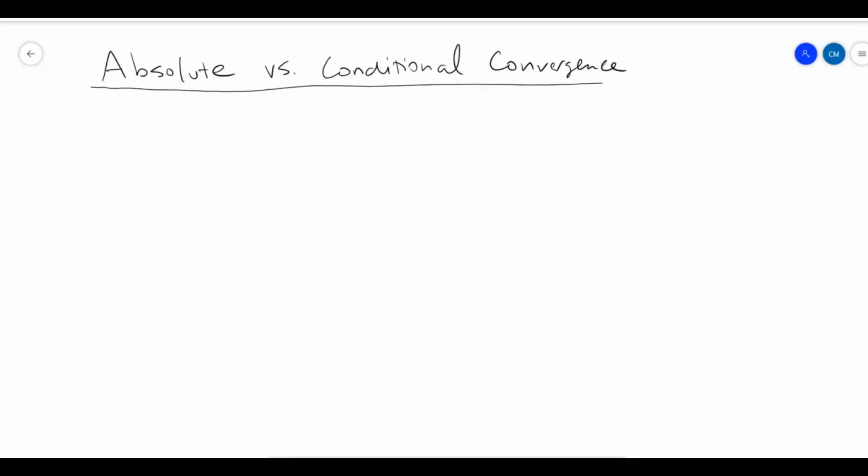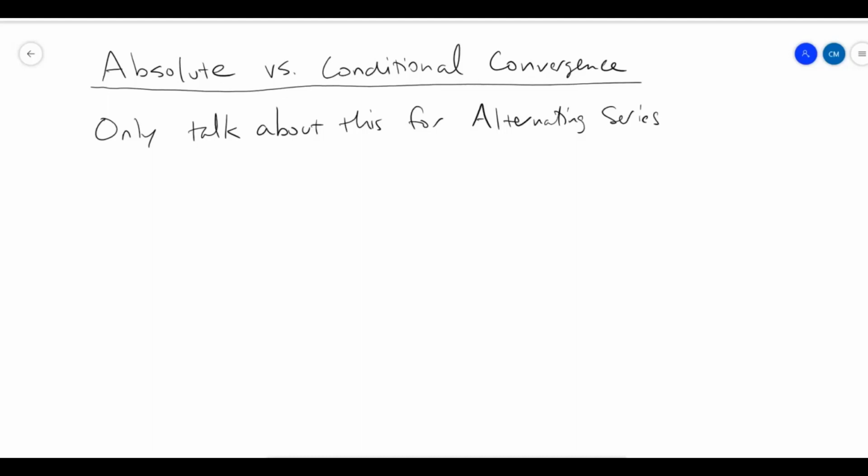All right, so 11.6. Now we're going to talk about this notion of absolute versus conditional convergence. We only talk about this for alternating series. So this can only even be a topic if we're talking about an alternating series. If we're not talking about an alternating series, then you wouldn't talk about this difference between absolute versus conditional convergence.